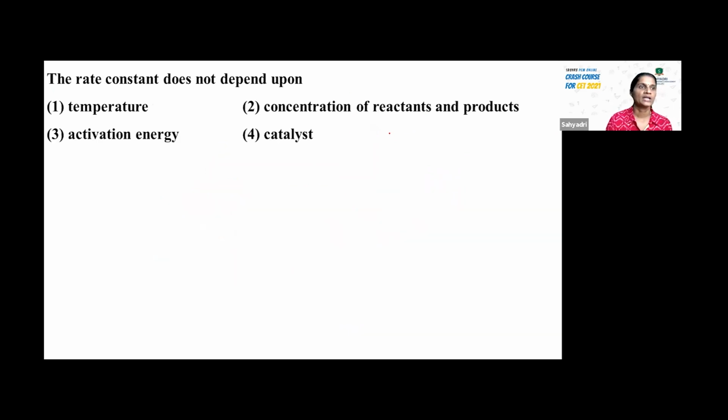Next question. The rate constant does not depend upon... Does it depend on temperature? Yes, it depends. Activation energy? It depends. Catalyst? Yes, it depends on the catalyst also, but it doesn't depend on the concentration of the reactants and the product.